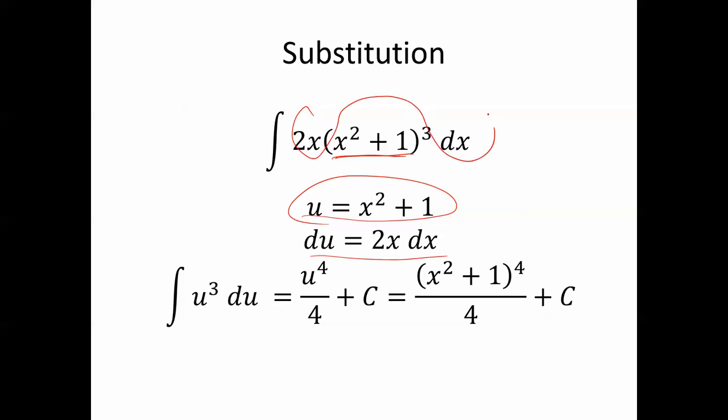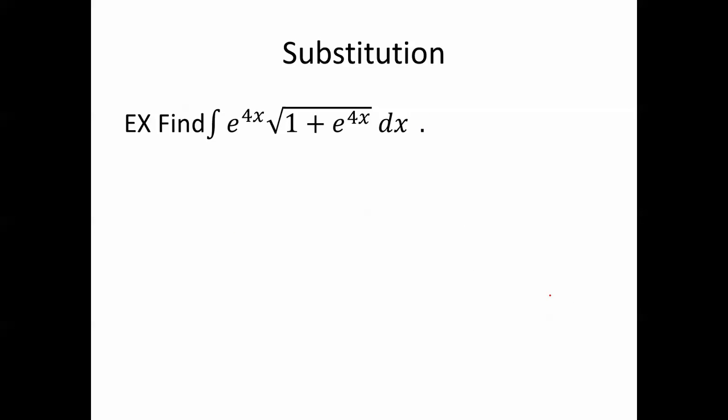So what I've circled here is du, and so when we rewrite this in terms of u, this is going to be our u cubed, and what I've circled is du. So we have u cubed du. The antiderivative of that is u to the 4th over 4 plus c, which in other words is x squared plus 1 to the 4th over 4 plus c.